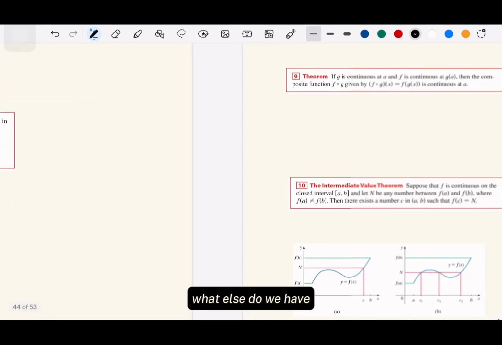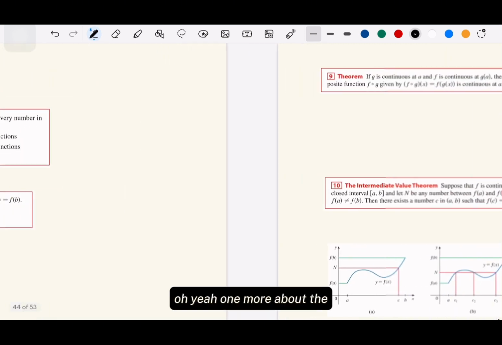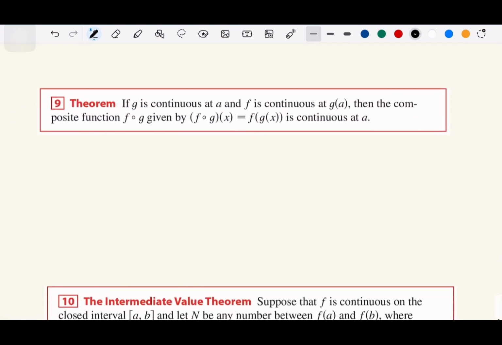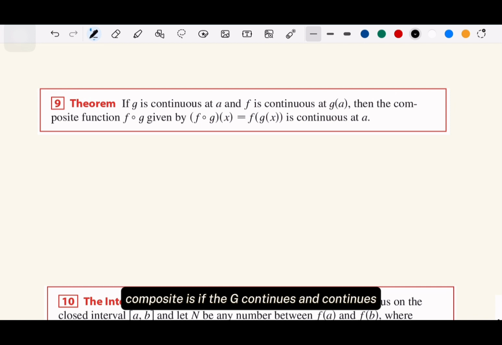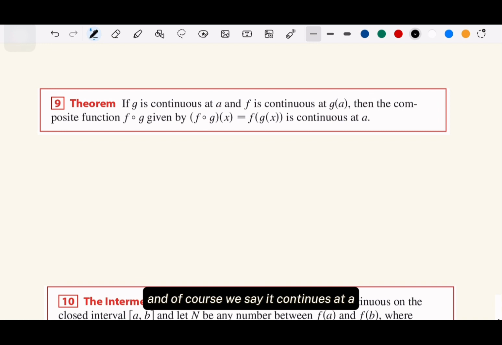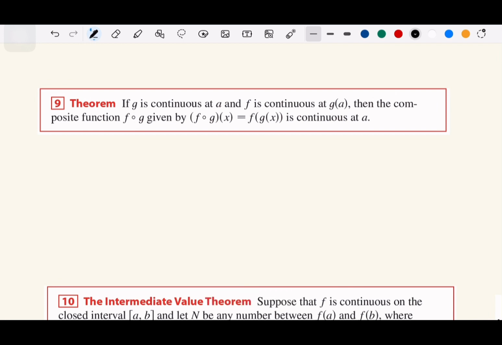What else do we have? Oh yeah, one more about the composite: if g is continuous at a, and f is continuous at g of a, then the composite f of g of x is continuous at a also.